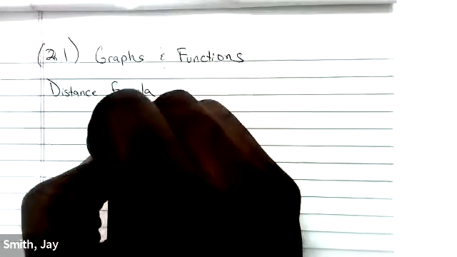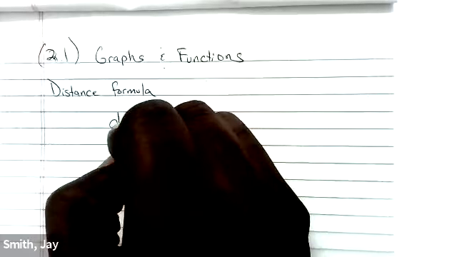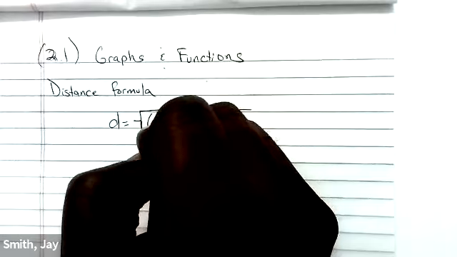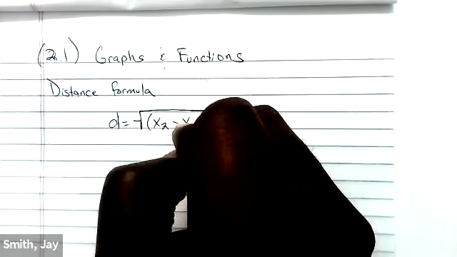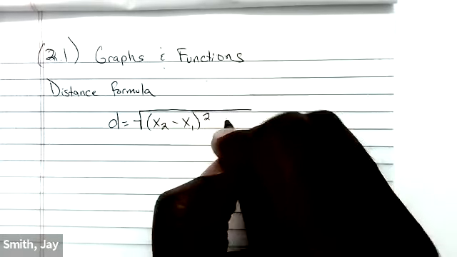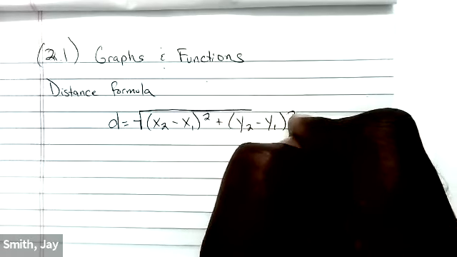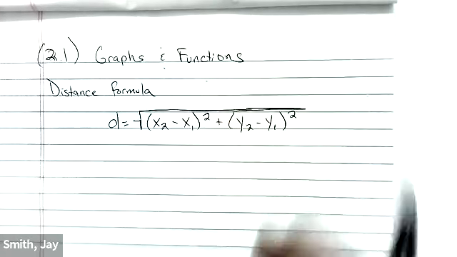As a reminder, the distance formula is D, which represents our distance, is equal to the square root of x sub 2 minus x sub 1, quantity squared, plus y sub 2 minus y sub 1. And that quantity is also squared.